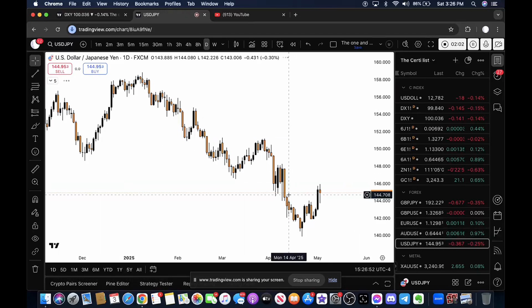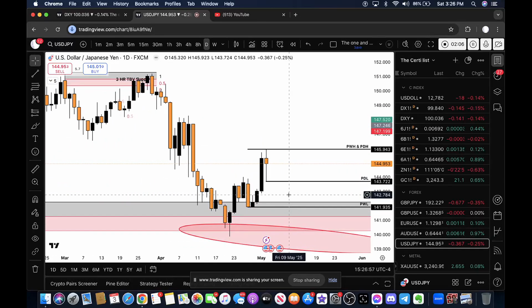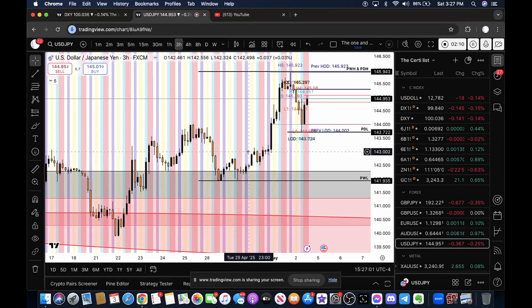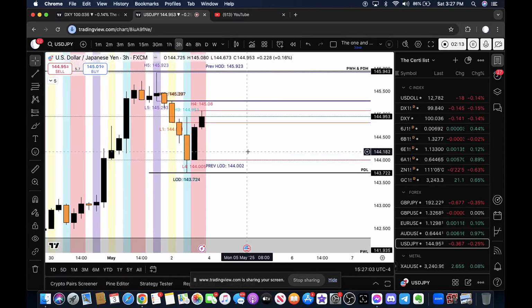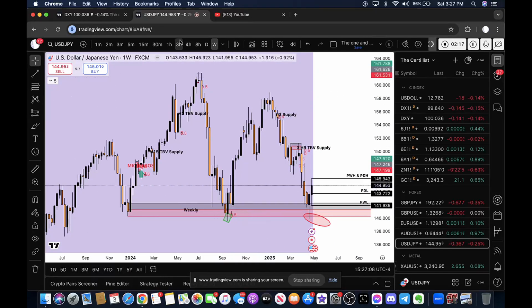So just obviously everything's ranging. You want to just take it from the very tops or bottoms if you are trading. Me personally, I don't trade ranges unless it's very clean price action on the lower time frame. UJ, price is coming off that weekly area of demand and going to the upside.